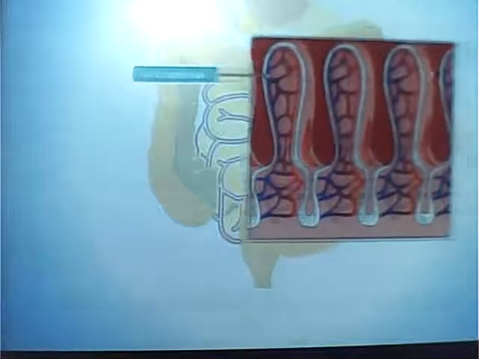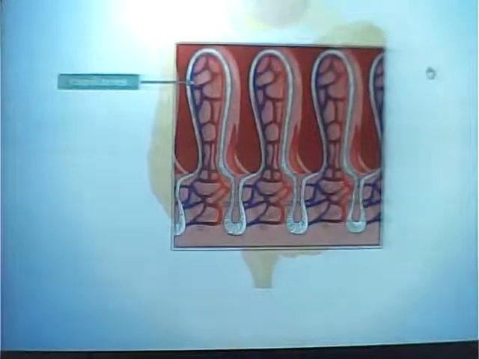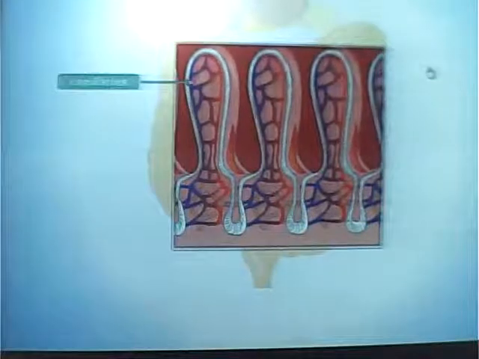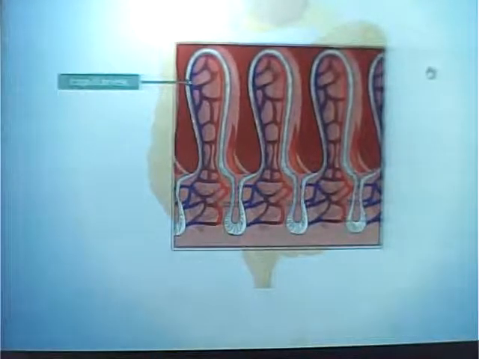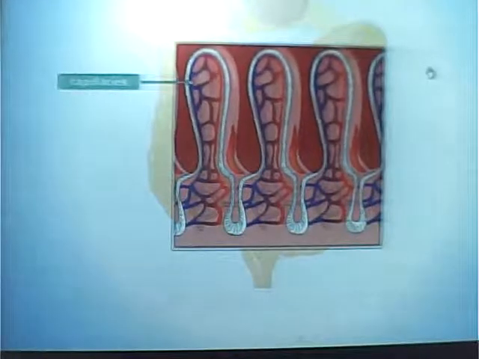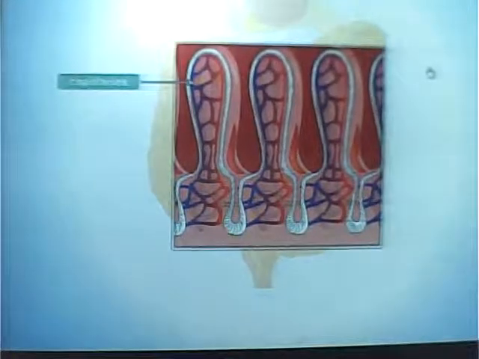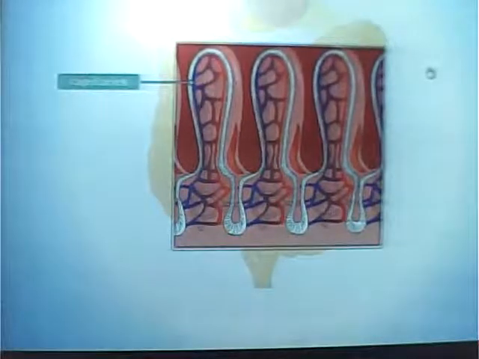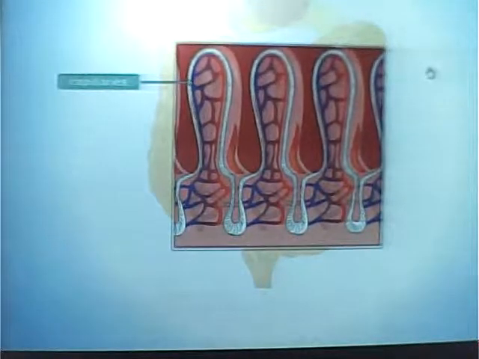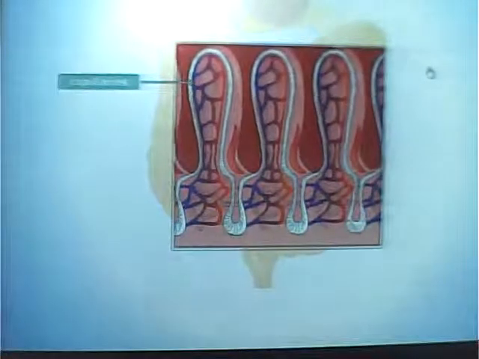These villi give the inner walls of the small intestine a very large surface area. The surface of the villi absorbs the digested food materials and passes them to the blood capillaries. The absorbed food is carried to all the cells of the body by the blood. This food is utilized by the cells to release energy.